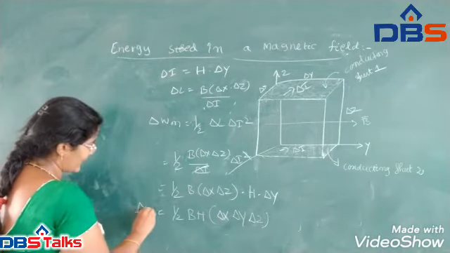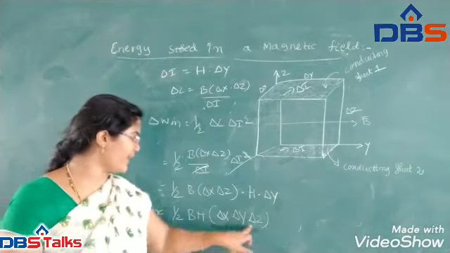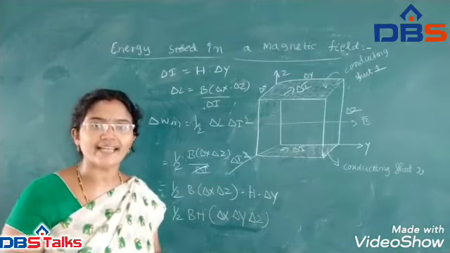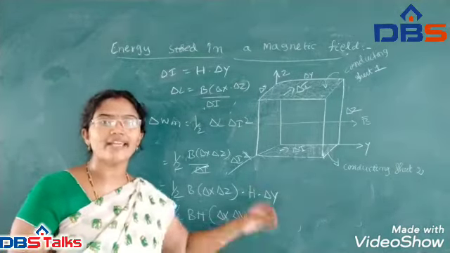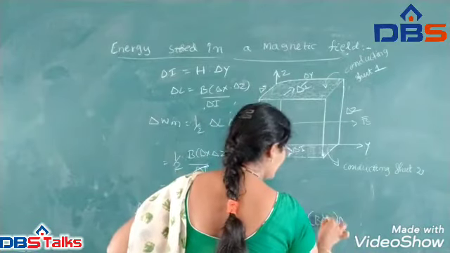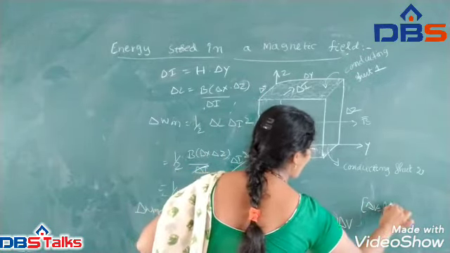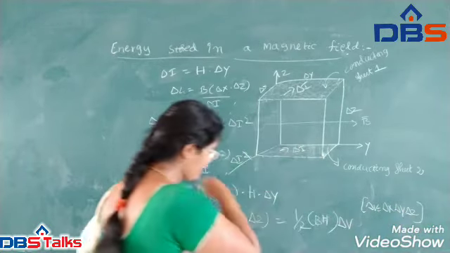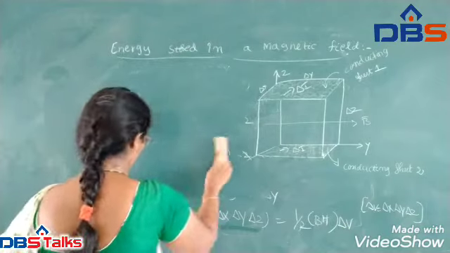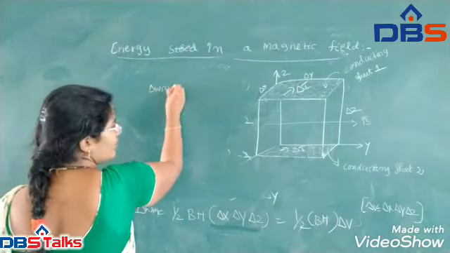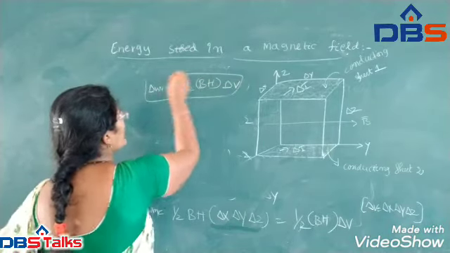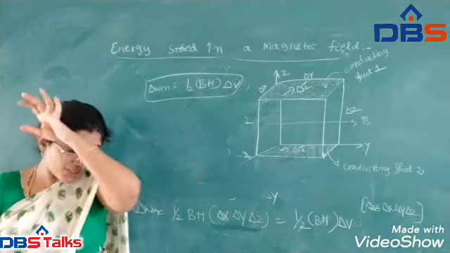Okay, so this is which value? Delta Wm. So this total, delta X delta Y delta Z, is nothing but the product of these three parameters, the differential value, that is nothing but delta V. So here you can write delta V equal to delta X delta Y delta Z. So this will become half BH delta V, because delta V is equal to delta X delta Y delta Z. Here you can get delta Wm is equal to half BH delta V. Okay, so this is the differential value of energy stored in a magnetic field.